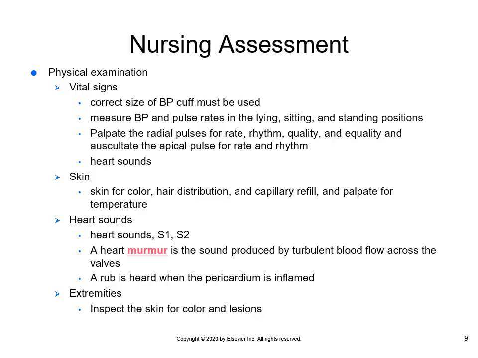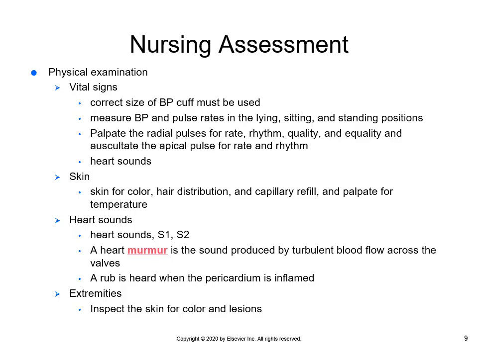Right, vital signs. So when we take the vital signs, we want to make sure that we are, number one, using the correct size of the BP cuff, because if you use the wrong size of the BP cuff, then the measurement will be inaccurate. If it's too small, your blood pressure will be too high. If it's too loose or too big, then the blood pressure may be inaccurately low. Okay, so always pick the correct size of the BP cuff. Then measure BP and pulse rates in the lying, sitting, and standing position.